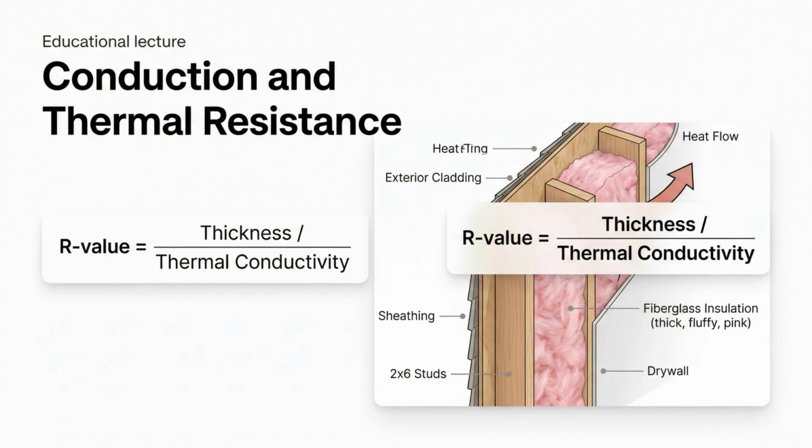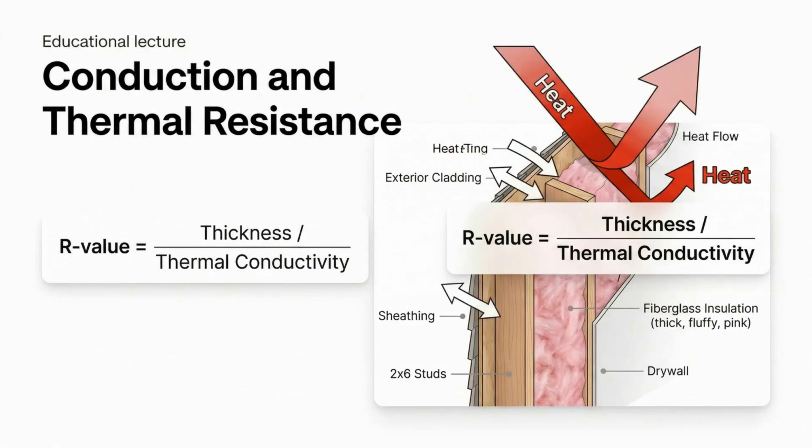Materials that strongly resist heat flow, like fiberglass or cork, are used as thermal insulators in construction. We measure this insulating ability using an R value. The thicker the material and the lower its thermal conductivity, the higher the R value. A high R value means the material is excellent at keeping heat exactly where you want it.